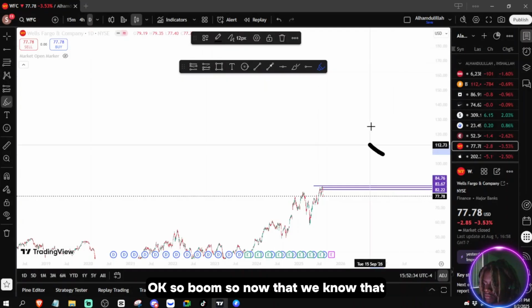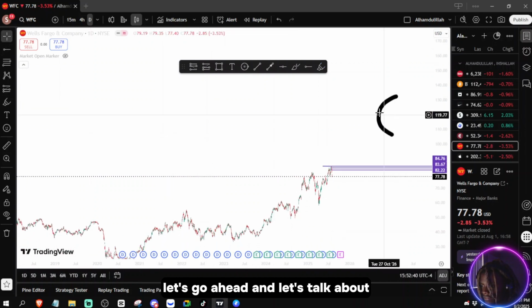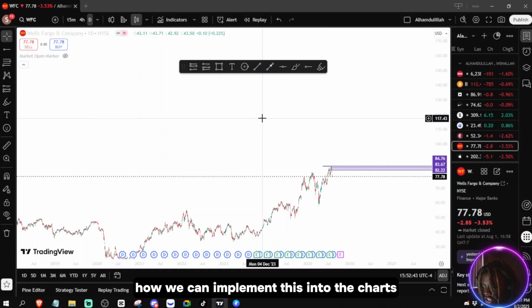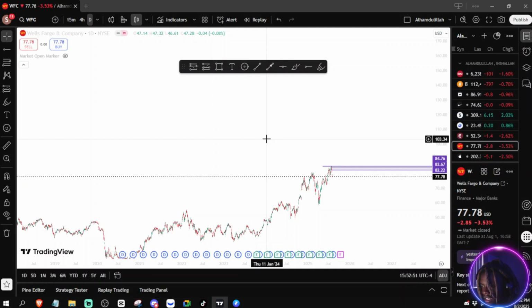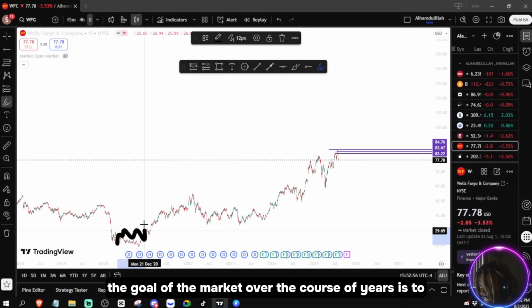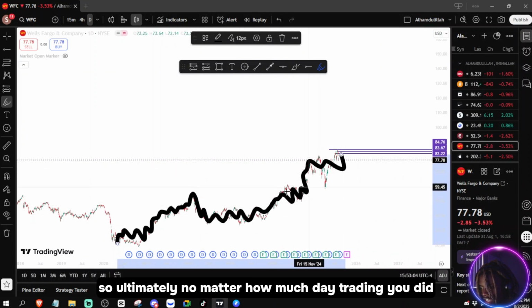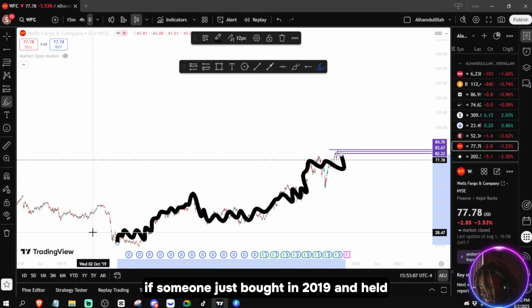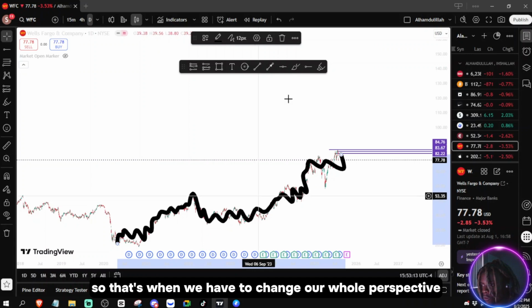Okay, so boom. Now that we know that, let's talk about how we can implement this into the charts. Once again, us being options traders and United Stock Market traders, we're not really going to be shorting all too often. As we can see, the goal of the market over the course of years is to go upwards in a staircase. So ultimately, no matter how much day trading you did, if someone just bought in 2019 and held, they would have been profitable. So that's when we have to change our whole perspective of the market.